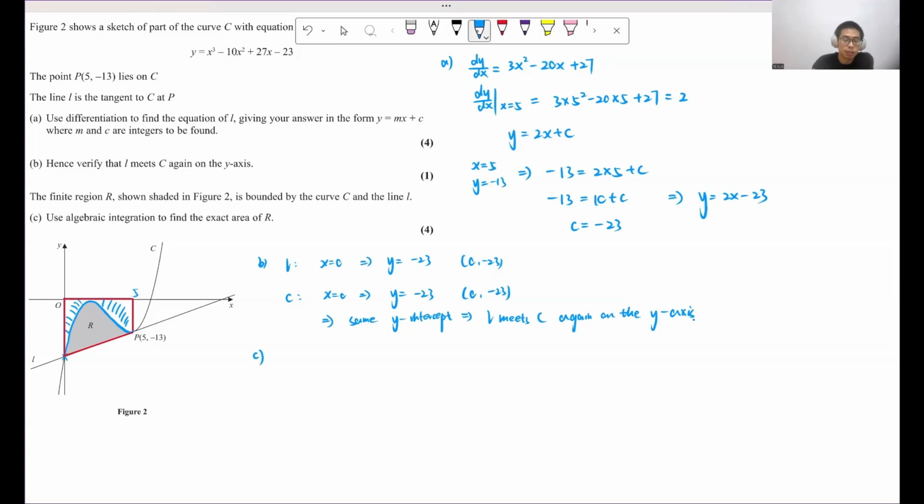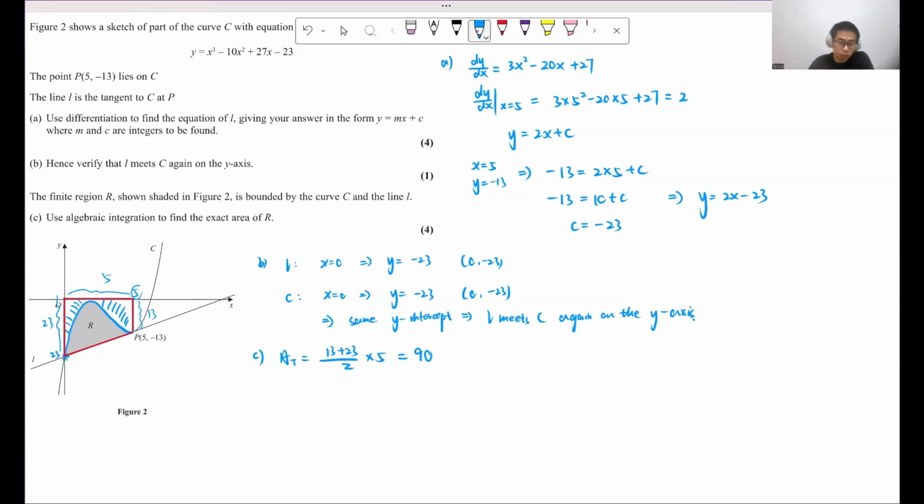Okay, so I'm going to start with the trapezium first. We know this length here is obviously 5 because the x coordinate for that point is 5. Because it's (5, -13), this length should be 13. And we know the y-intercept is (0, -23), so this length here is 23. To work out the area of the trapezium, that will be 13 plus 23 over 2, the average of the two parallel sides, times the height, 5. So 13 plus 23 over 2 times 5 is equal to 90 for the trapezium.